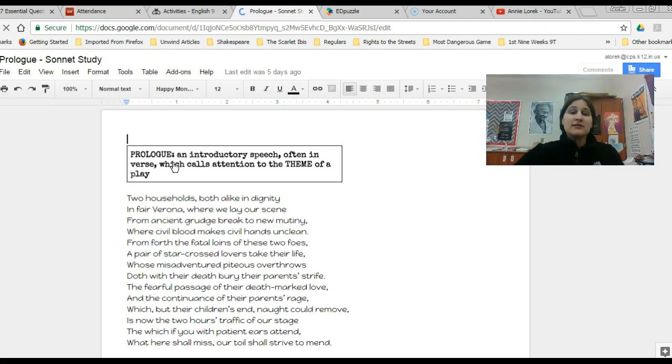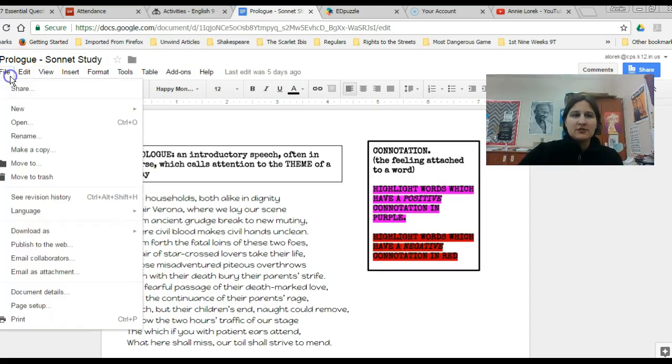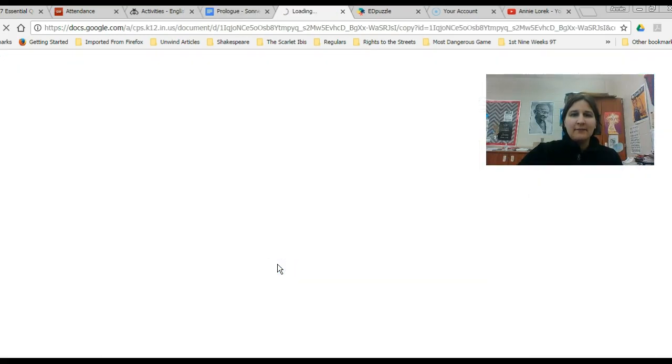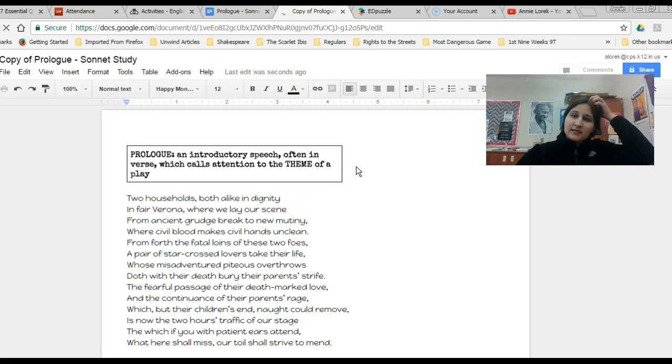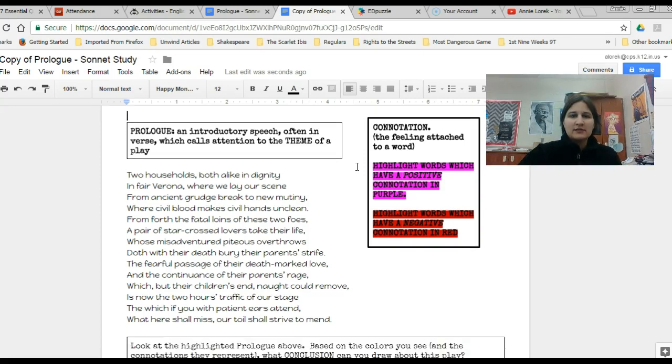I'm going to take you through this step by step just because I want to be sure that you understand each part of the instructions. So obviously you're going to go to File, make a copy of that, and wait for that to load up. Okay, so this is intended to help you really understand the prologue of Romeo and Juliet. It gives you a definition of prologue here, an introductory speech, often in verse, which calls attention to the theme of the play. And then it gives you a little bit of an activity here.